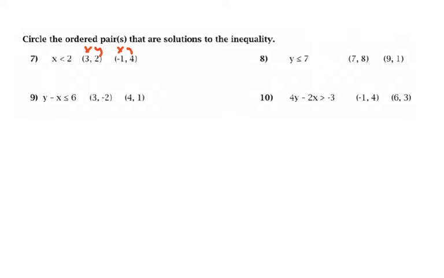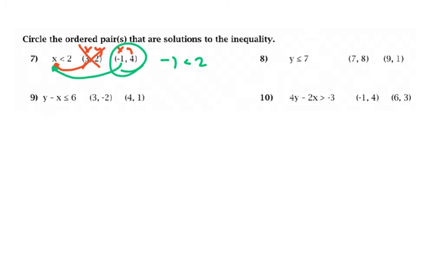So in place of x, I'm going to put 3. There's nowhere to put y, so all I have to do is decide, is 3 less than 2? That's false. So that is not a solution. Okay, now I'm going to do the other one. I'm going to take x and put it right in there. So -1 is less than 2. That is a solution, so I'll circle that one.